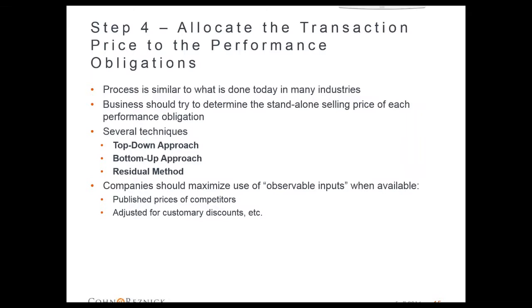Step 4, allocating the transaction price to the performance obligations. The process for allocating the transaction price to the distinct performance obligations is similar to what's done today in many industries and is based upon the relative standalone selling price approach. Thus, the company should try to first determine the standalone selling price of each of its performance obligations. This can be straightforward if the business routinely sells the product or service on a standalone basis to similar customers. However, if an entity doesn't sell a particular performance obligation on a standalone basis, it will have to estimate the standalone selling price.